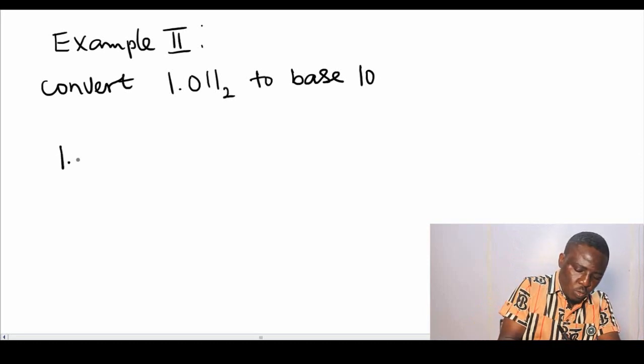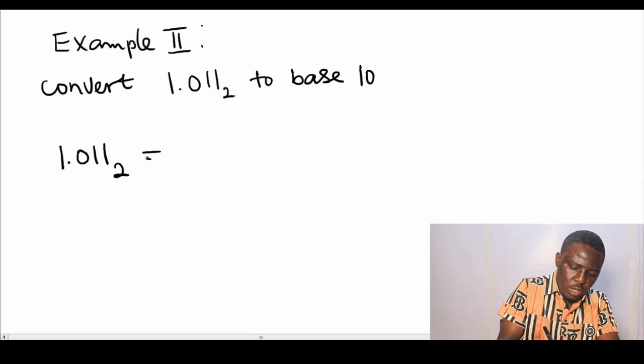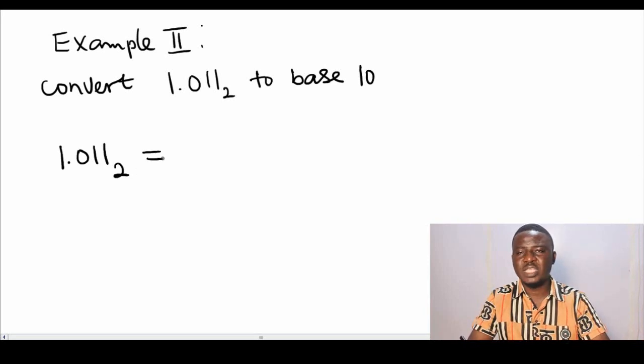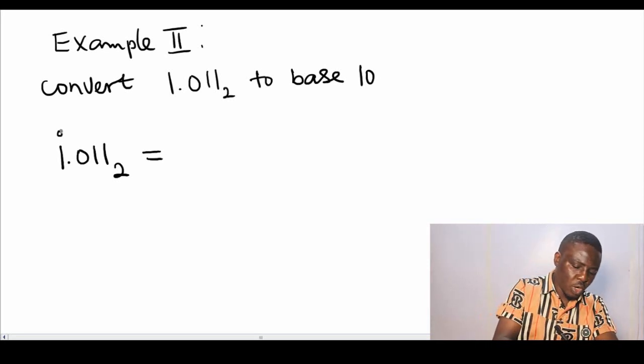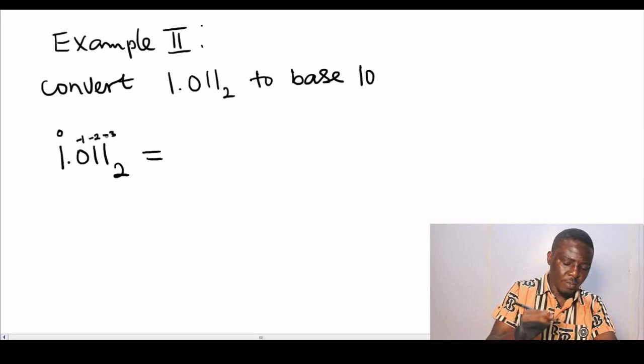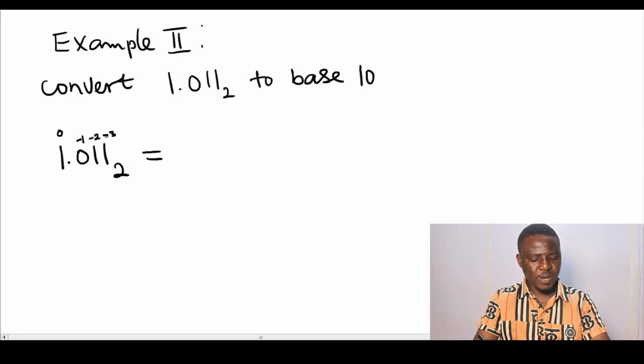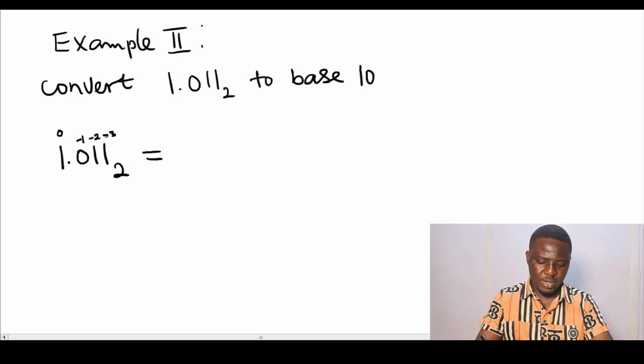So this becomes 1.011 base 2. We are going to expand it now, but before we do that, we are going to determine their place values. This becomes 0, this is minus 1, minus 2, and minus 3. So you multiply each of these digits by the base, all raised to the power of their place values.